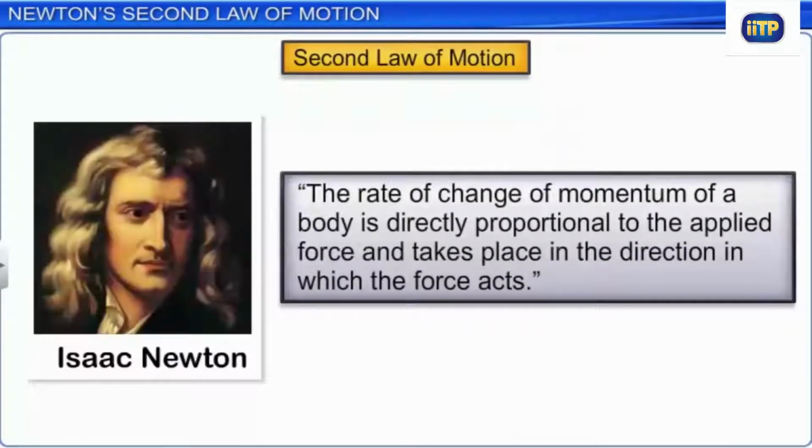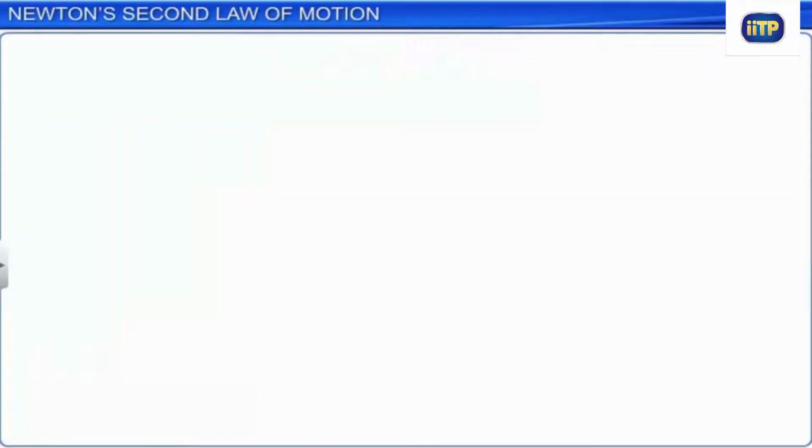Newton's second law of motion states that the rate of change of momentum of a body is directly proportional to the applied force and takes place in the direction in which the force acts. Consider a force F being applied on a body of mass m for a time interval of delta t seconds.